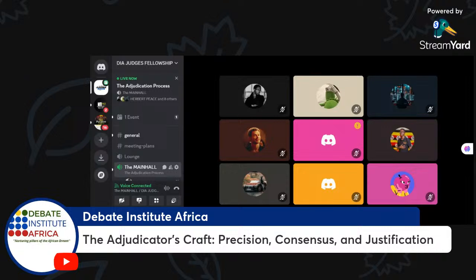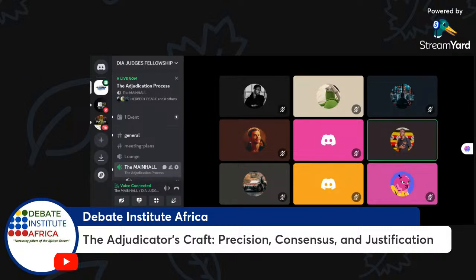So that definitely means that there is no such thing as low point wins or high point losses. Teams that are going to win the debate will definitely have a higher speaker score as opposed to those that lose the debate.